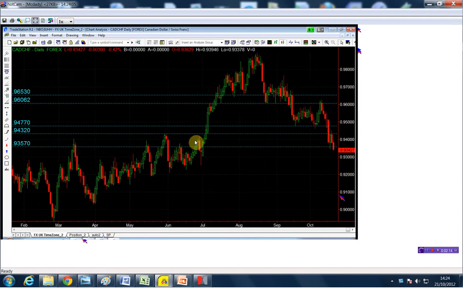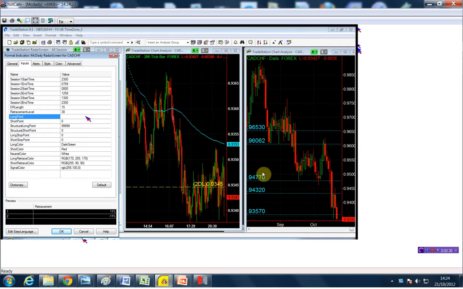So right there, our buy signal is easy. Above the structure point, which is the 93.57, then we're going to buy it. So the CAD Swiss, our buying point is above 93.57. That's going to be our structure long point and our stop.